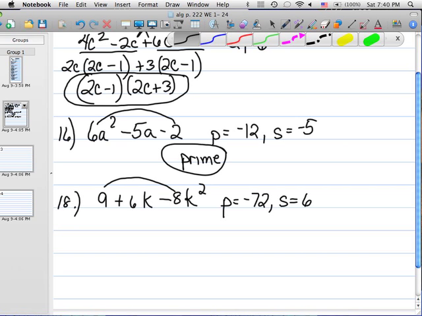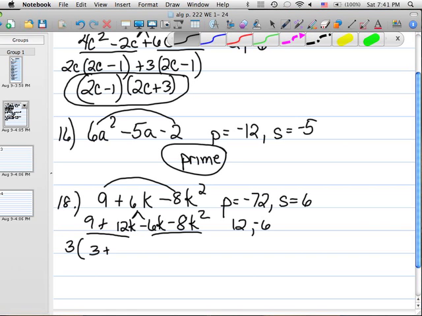We need two numbers that are 6 apart, and 12 and 6 we multiply together, we get 72, and the sum has to be 6, so the 6 has to be negative. So we bring down the 9, split the 6k into 12k minus 6k minus 8k squared. From the first pair, we can take out a 3, and that leaves us 3 plus 4k.